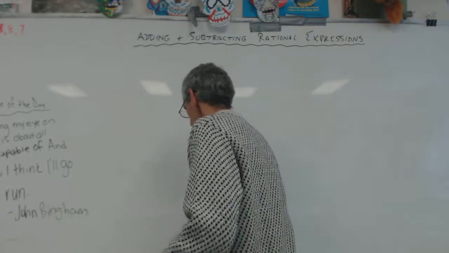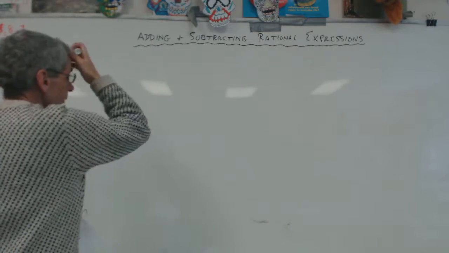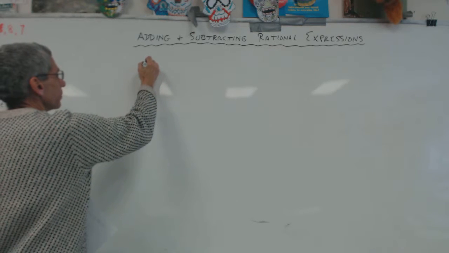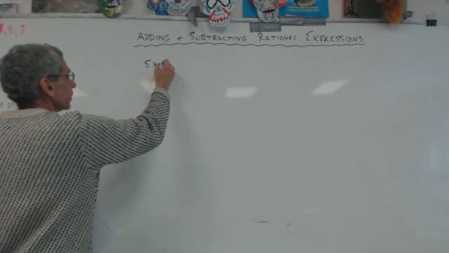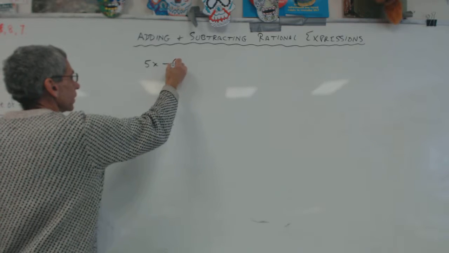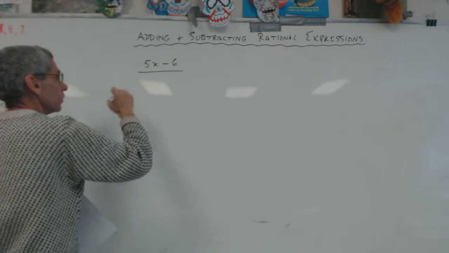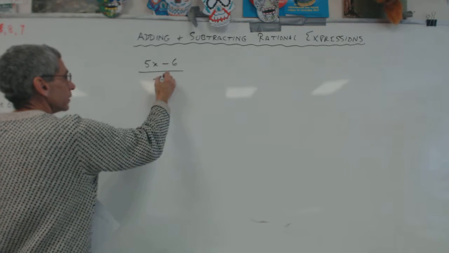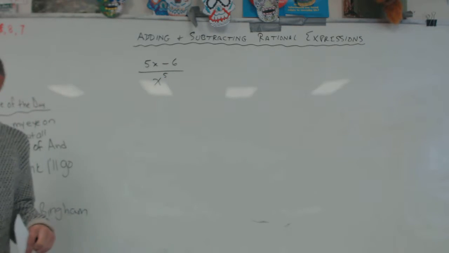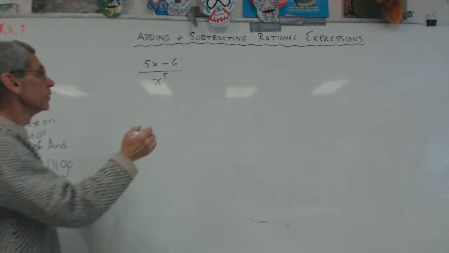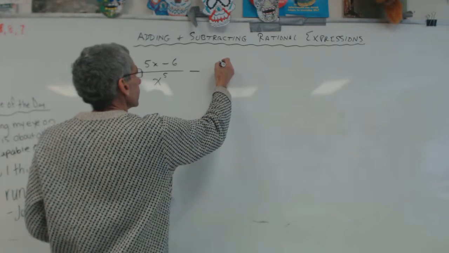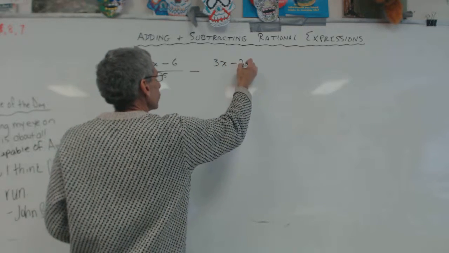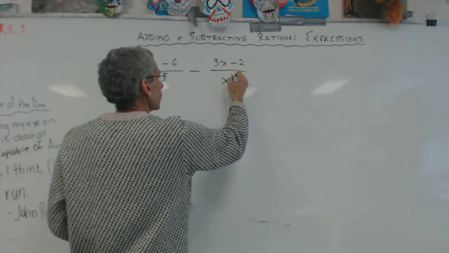I want to do a couple more so I can be sure you get it. All right, what if I gave you 5x minus 6 over, oh, what the heck, we'll just do something simple, like x to the 5th. All right? Keep it simple. Minus 3x minus 2 over x to the 5th.